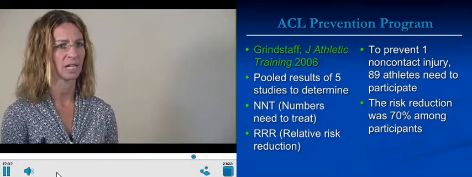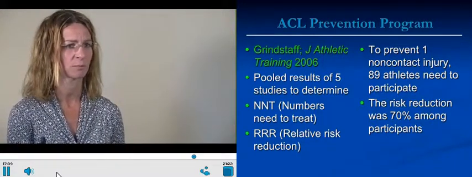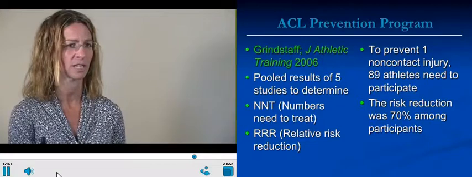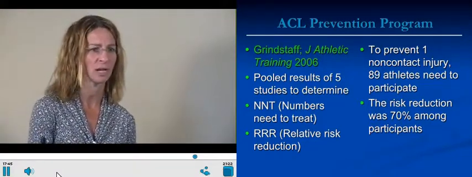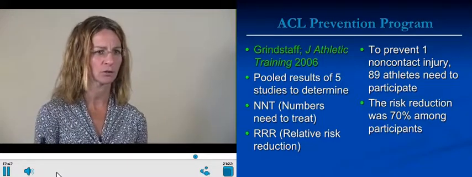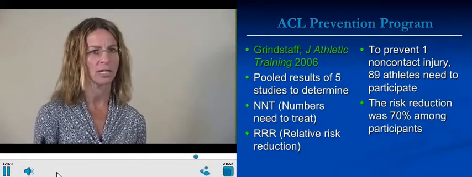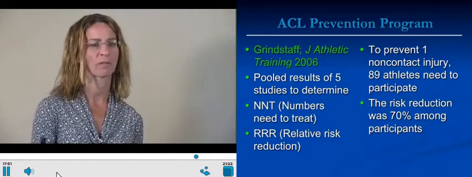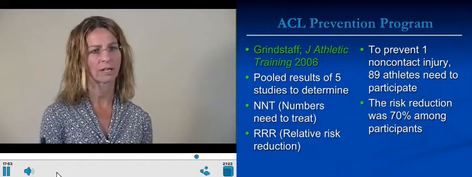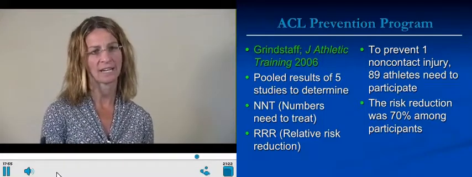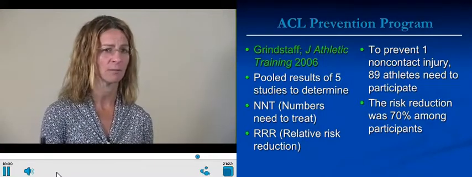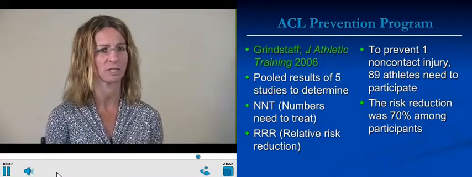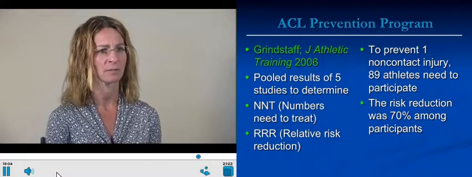Another ACL prevention program study was published in the Journal of Athletic Training in 2006. What they did was pool results of about 5 studies to determine numbers needed to treat and the relative risk reduction. What they came up with was that to prevent 1 non-contact injury, 89 athletes need to participate, and the risk reduction was 70% among participants. So this is huge. This is a big impact.